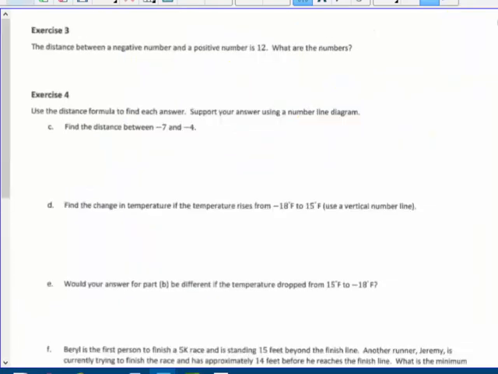The distance between a negative number and a positive number is 12. What are the numbers? Well, it could be negative 11 and 1, for instance. They're 12 apart. Negative 10 and 2. Or it could be negative 9 and 3, right?